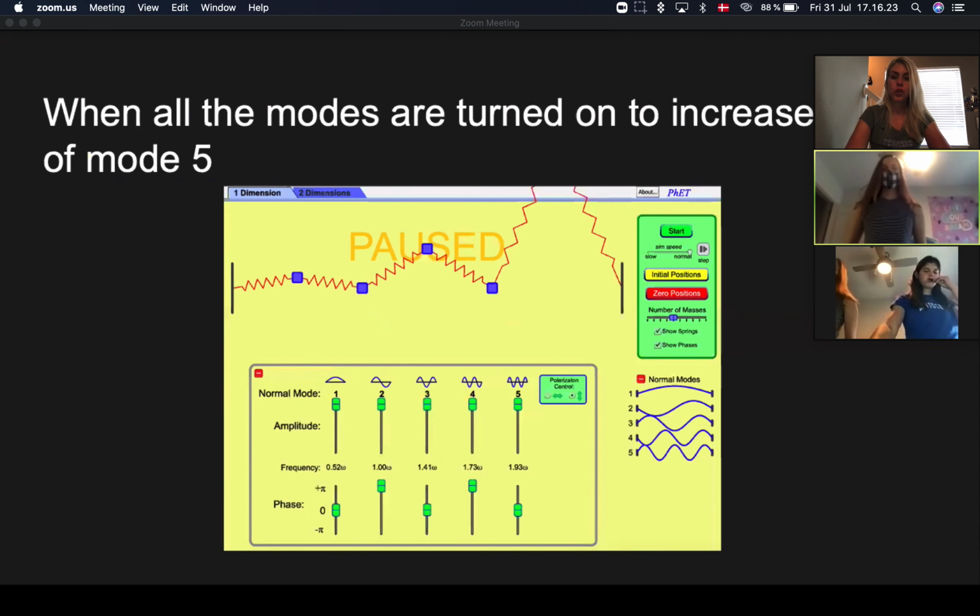And then this picture shows when we put it all together. So what we did was we increased the amplitude to its max for modes 1, 2, 3, 4, and 5, and then we changed the phase of the even modes 2 and 4 to pi instead of 0. And as you can tell by the picture, this combination of changes to the system makes the height of mode 5 as high as possible. Actually, the mass is completely outside of the picture because it's so high up.